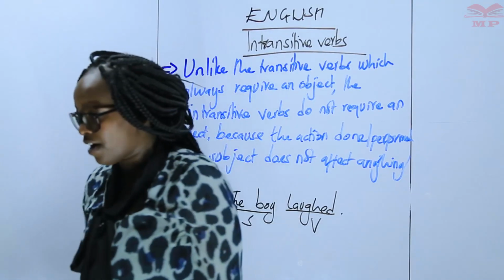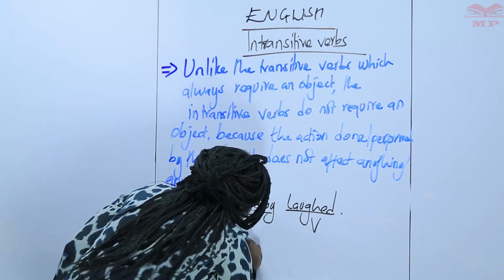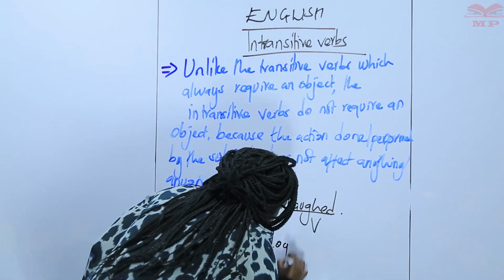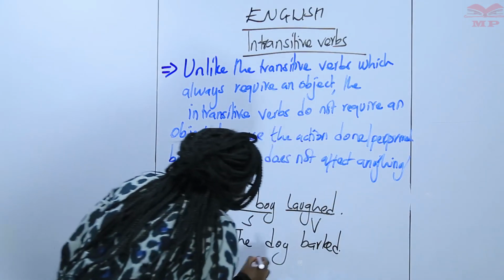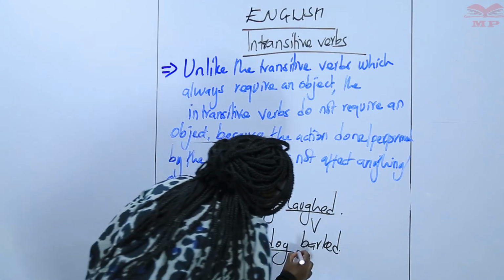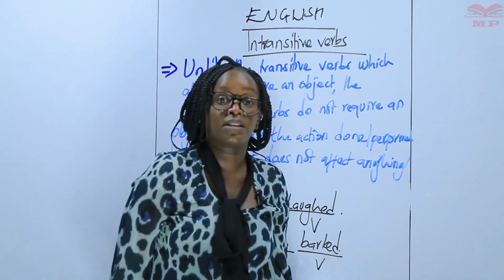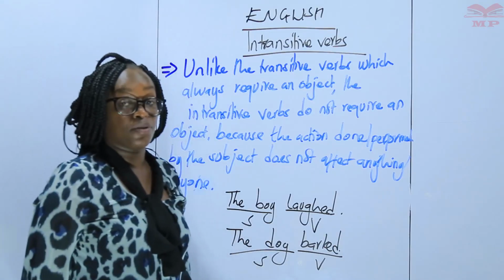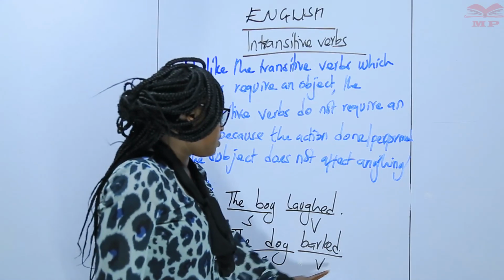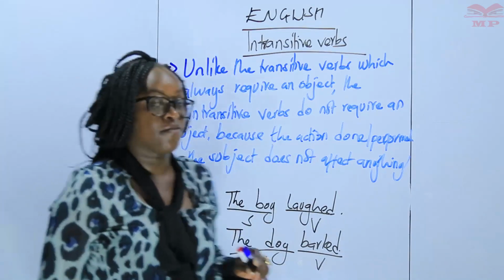I could also give another example. We have a sentence like, the dog barked. So we have the dog, which is the subject, barked is the verb, and that sentence, of course, is actually complete. This sentence does not require anything else for it to communicate. Therefore, we can conclude that the verb barked is actually an intransitive verb.